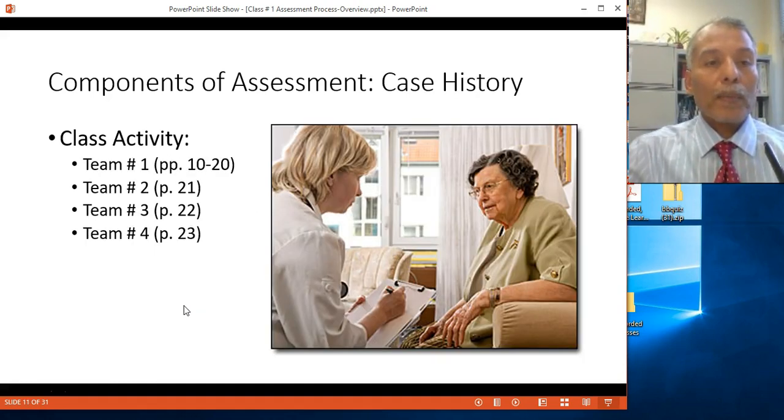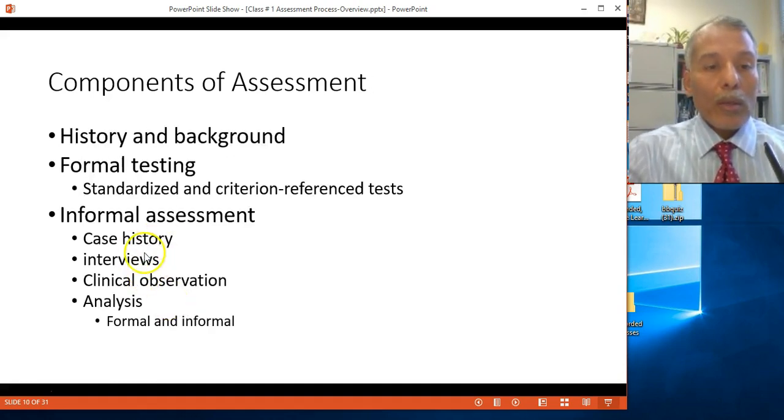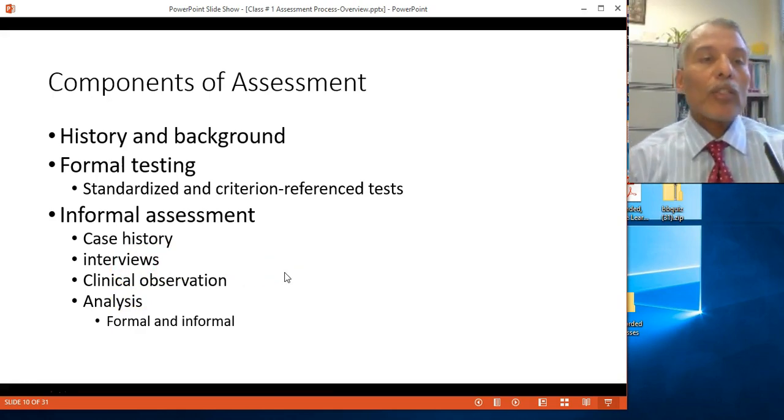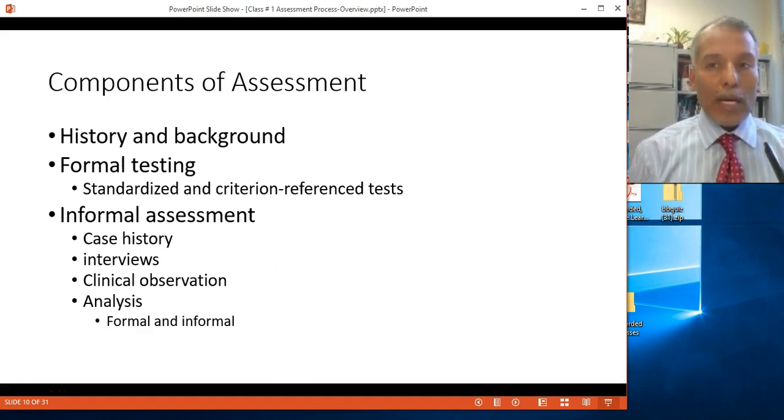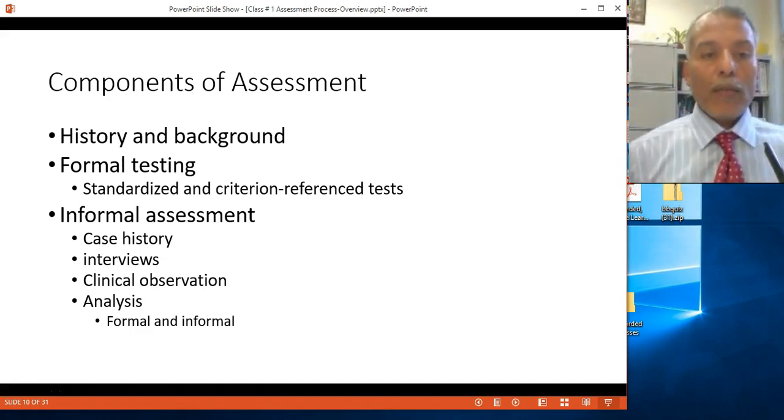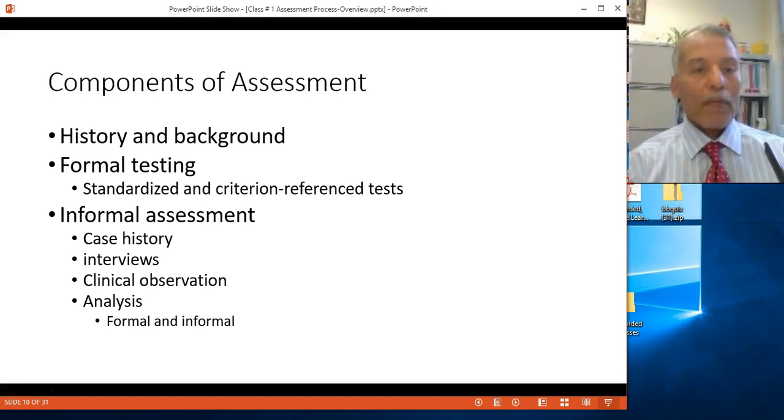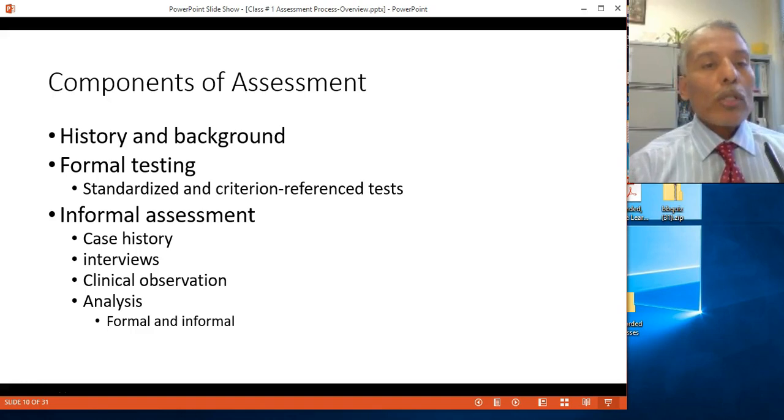Let me just go here and explain about the interviews. If the person is able to, you can interview them and ask them questions, and that is important. So you can identify what the problem means to them and how they are affected by it from their own perspective. And clinical observation is a very important source of data that you collect. Very, very important.